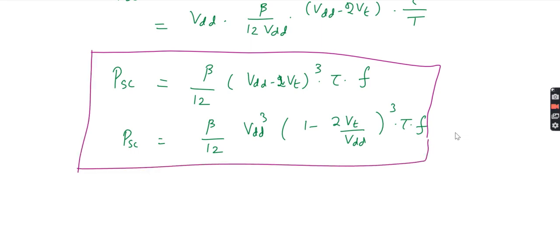Now we can see the short circuit will be VDD minus 2 times VT, the whole cube, actually, into tau. So what are the factors affecting the short circuit power dissipation? One factor is beta, a process dependent parameter. Second, the tau, that is the rise time and the fall time. The third one is the frequency, that is F. Here the clock frequency will decide how many times the output changes per second.